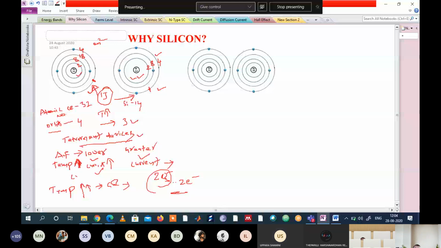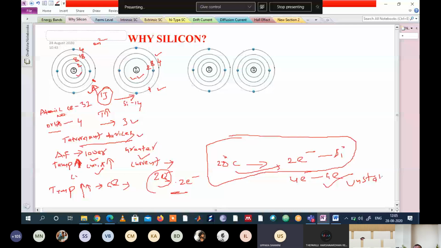For example, if I apply 20 degrees C, only 2 electrons have to come outside. But how many are coming from germanium? 4 electrons are coming from germanium and 2 from silicon. As per natural standards, for 20 degrees C, only 2 electrons have to come outside, but here 4 electrons are coming outside. So the germanium atom is said to be unstable, whereas the silicon atom is said to be stable.